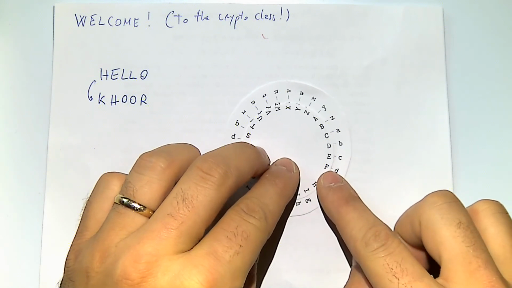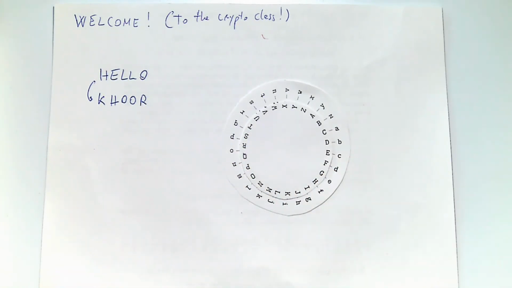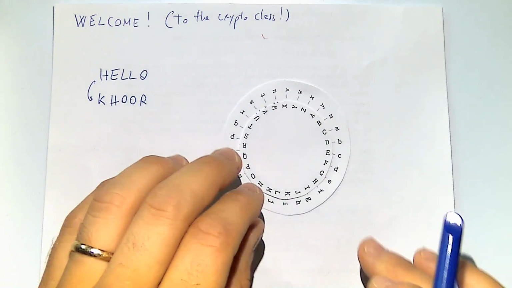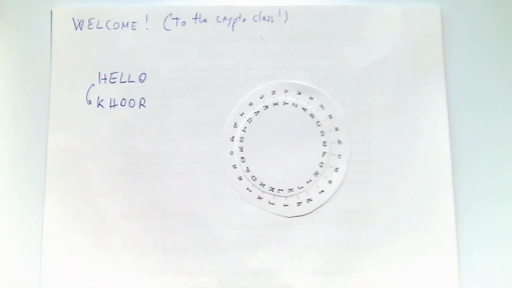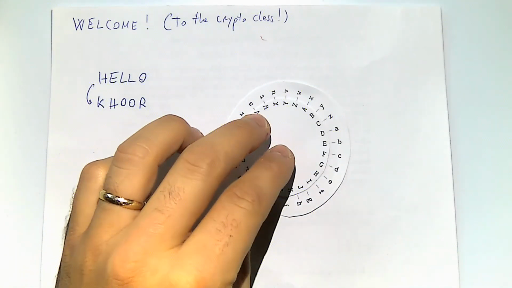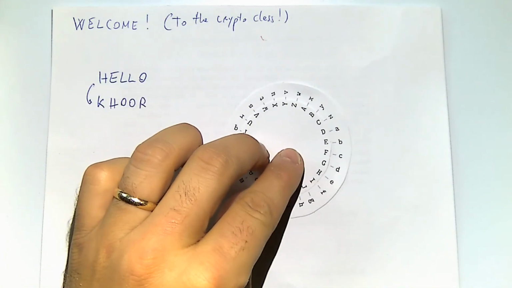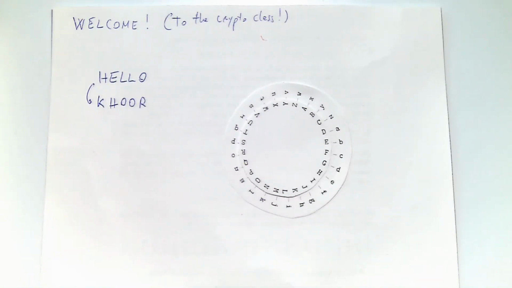So the A becomes a C, right? And then we said that the H becomes a K. Did I move that 2 spaces? There you go. Okay, so now that should work, more or less. The H becomes a K, and the O becomes an R. I think we got there.